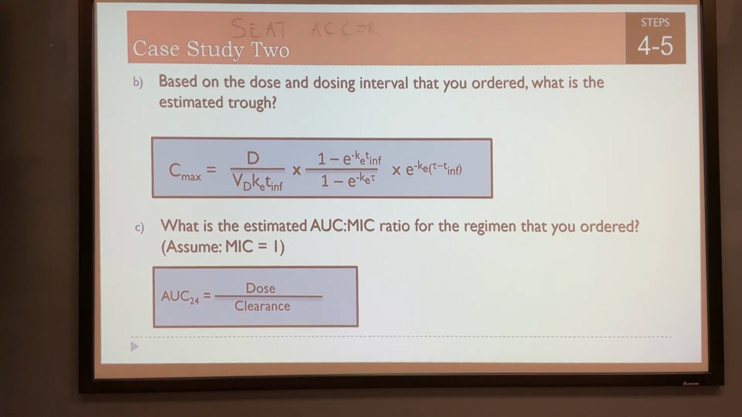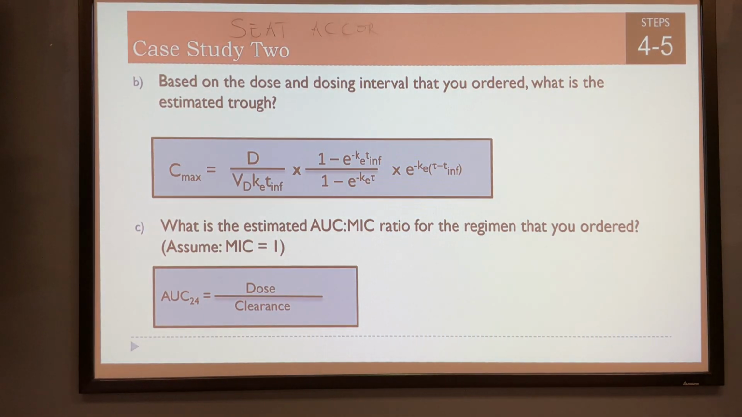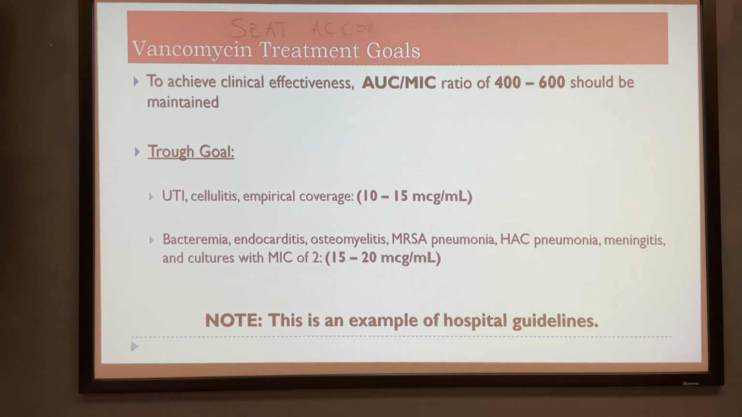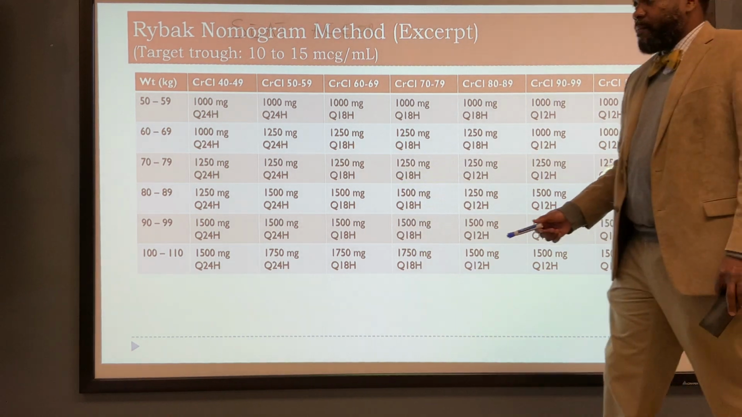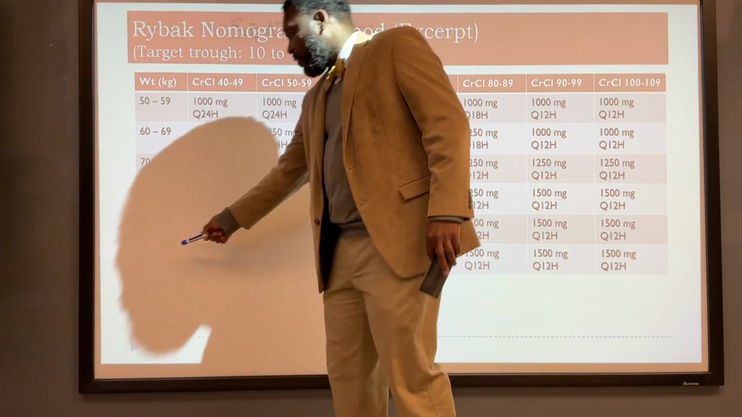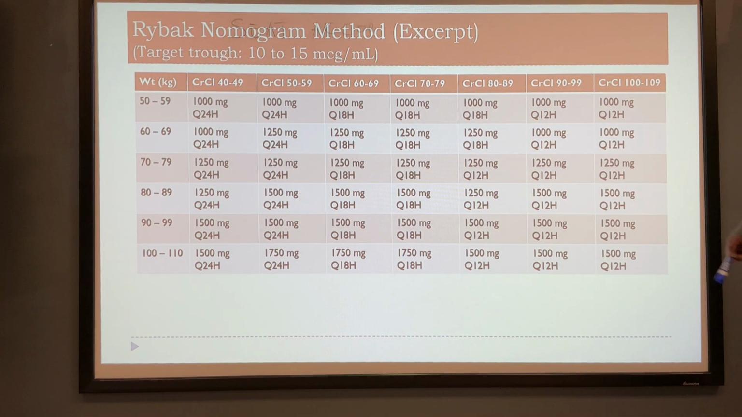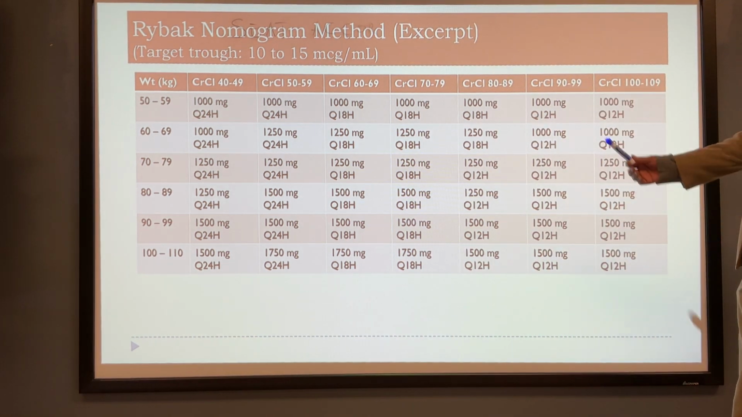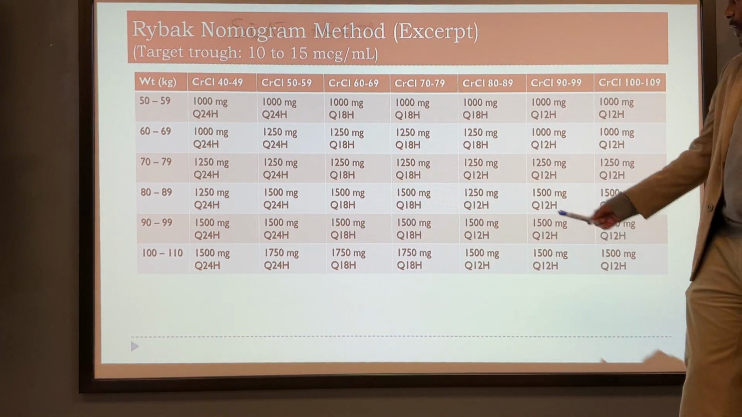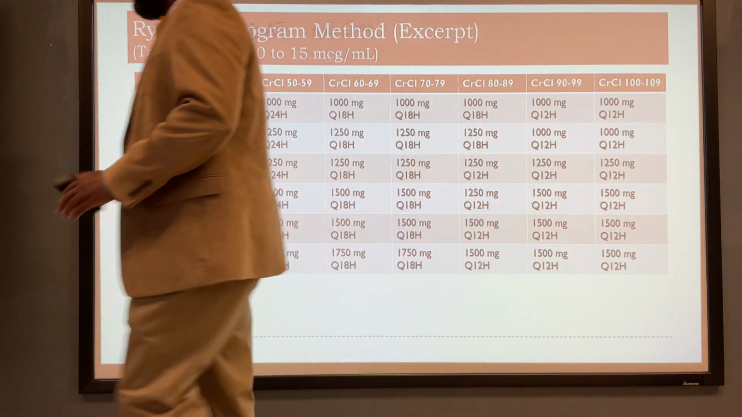Dr. Capers. Yeah. I'm just trying to understand, how'd you get 1500? How'd you get what? 1500. What was her weight? 103 kilograms. So she would be down here. What was the creatinine clearance? 64. 64? So it should be here then. Yeah, I was just understanding why you. That's how much I got. They told me 1500 Q12. Mm-mm. So it's here. Yes, sir. So 1750 Q18. Yes, sir.